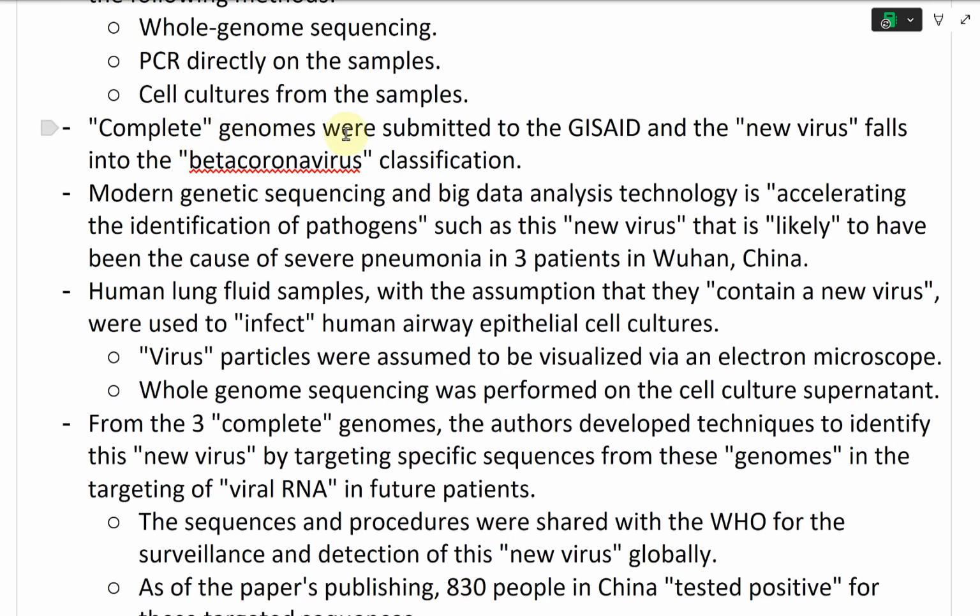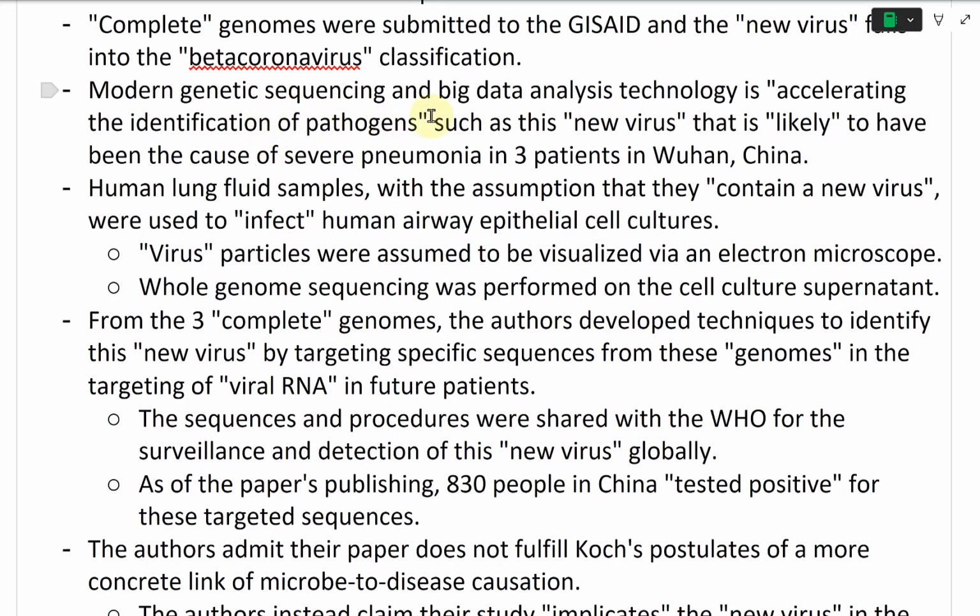Complete genomes were submitted to the GISAID, and the "new virus" falls into the beta coronavirus classification. Modern genetic sequencing and big data analysis technology is "accelerating the identification of pathogens" such as this "new virus" that is "likely to have been the cause of severe pneumonia in 3 patients in Wuhan, China." Human lung fluid samples, with the assumption that they "contain a new virus," were used to "infect" human airway epithelial cell cultures. "Virus particles" were assumed to be visualized via an electron microscope, and whole genome sequencing was performed on the cell culture supernatant.